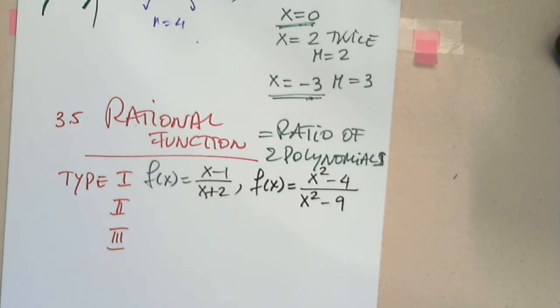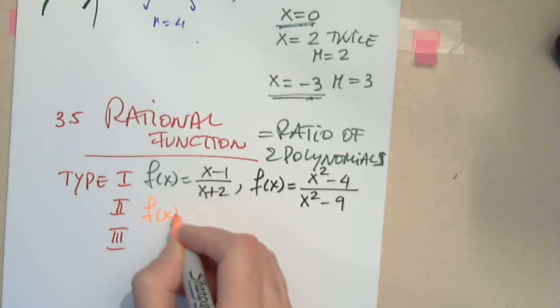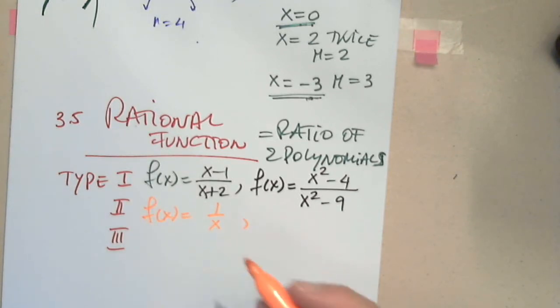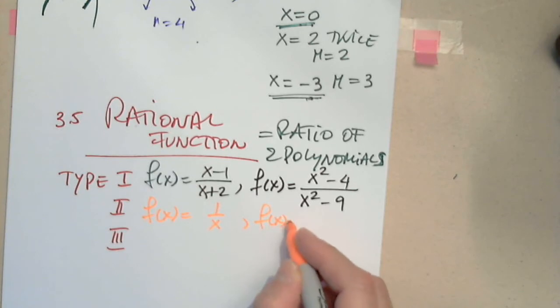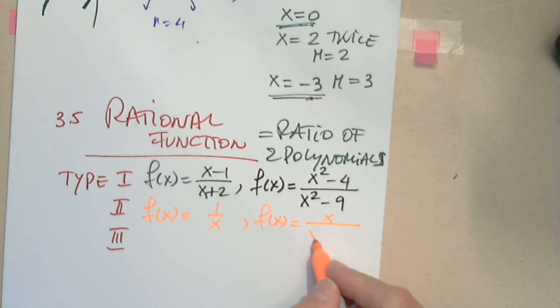Here is type 2. F of x equals 1 over x. And another example, x over x squared minus 1.